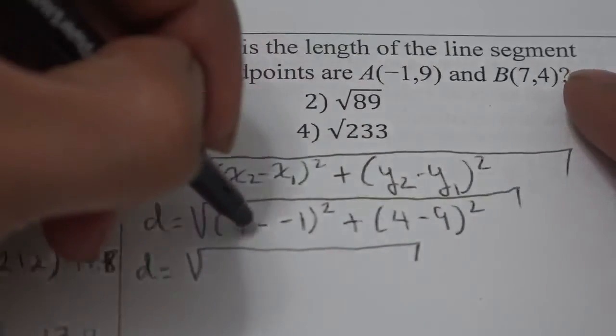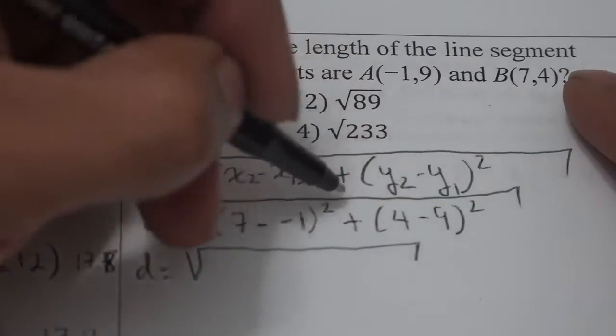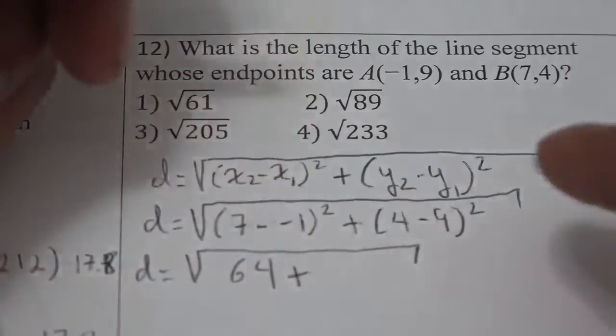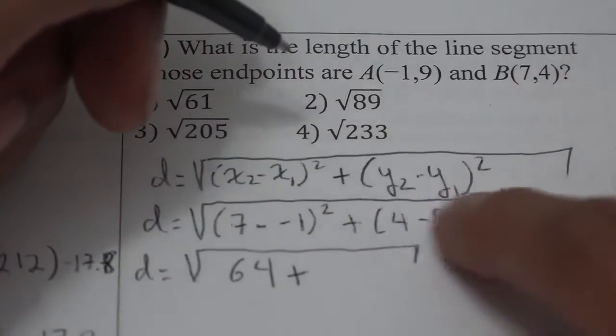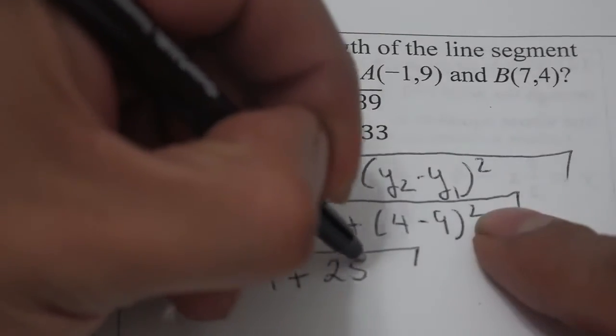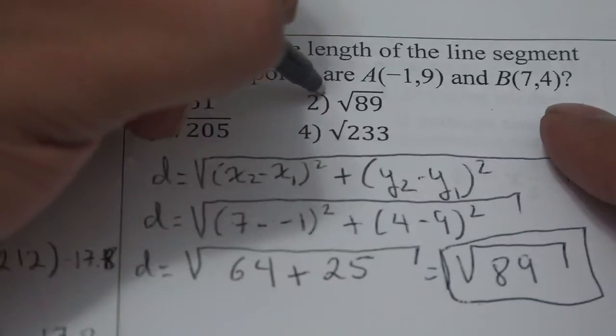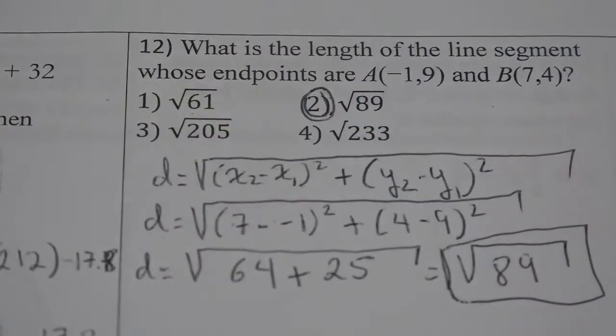Continue doing the math. We have 7 minus negative 1 is 8. Squared has to be 64. Plus 4 minus 9 is negative 5. Negative 5 squared is 25. So if we add these numbers, we end up with the square root of 89, which is basically choice number 2. Okay?